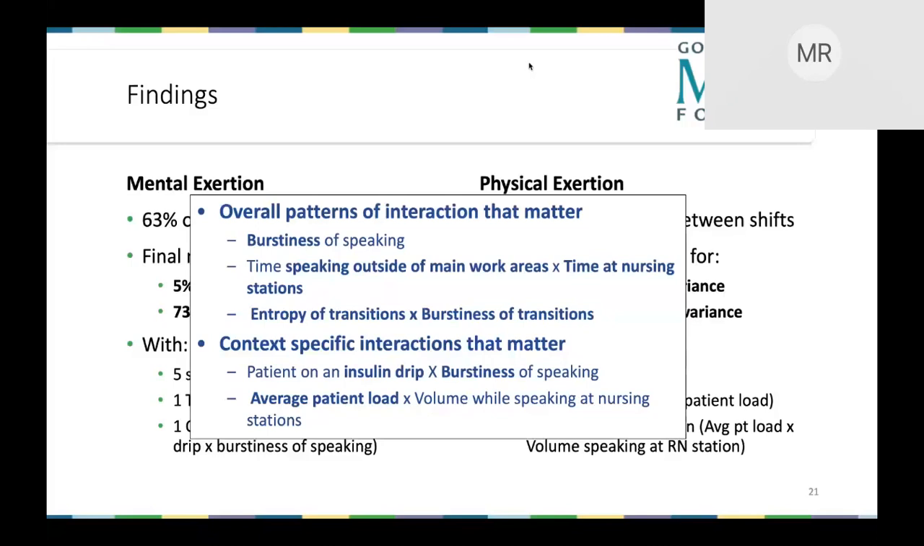And then there are some really context-specific interactions that matter too. So the burstiness of speaking was much more predictive of exertion when you had a patient on an insulin drip. And this makes a lot of sense when you know the workflow involved in the nurse-driven insulin protocols. It's an hourly protocol that has to be done every hour, and it involves a nursing double check. So they have to go find someone, interrupt their work, bring them back, and go through this protocol. If you're having a tough time finding someone, you're having an extremely difficult day.